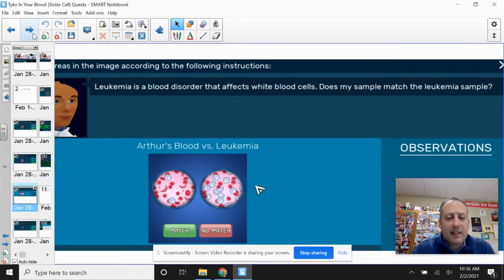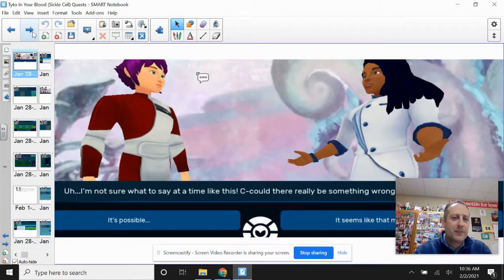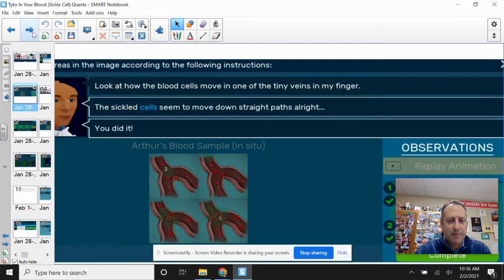We then look at some blood disorders that we know about and compare and contrast. So here, leukemia. No, it doesn't look like leukemia. There are a couple others we look at before we figure out that it actually looks similar to sickle cell anemia. We think Arthur has sickle cell anemia. So we tell him that, and we have to convince him.